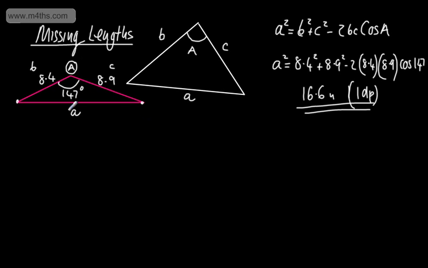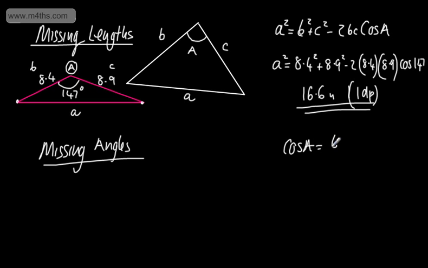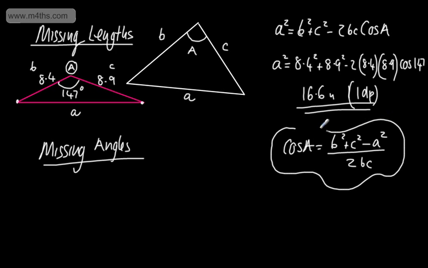Okay, let's now look at missing angles. So if we put this on, we can look at finding missing angles. In terms of using the cosine rule, we can use it in this particular form, or we can rearrange it. You can just leave it like so, or you can write that cos A is equal to B squared plus C squared minus A squared over 2BC. So the cosine rule for finding an angle can be rearranged to give that.